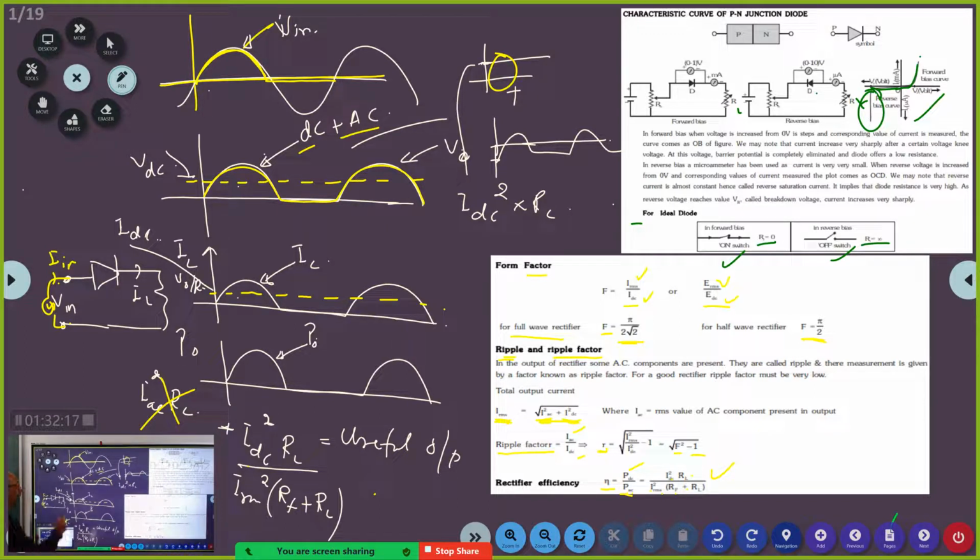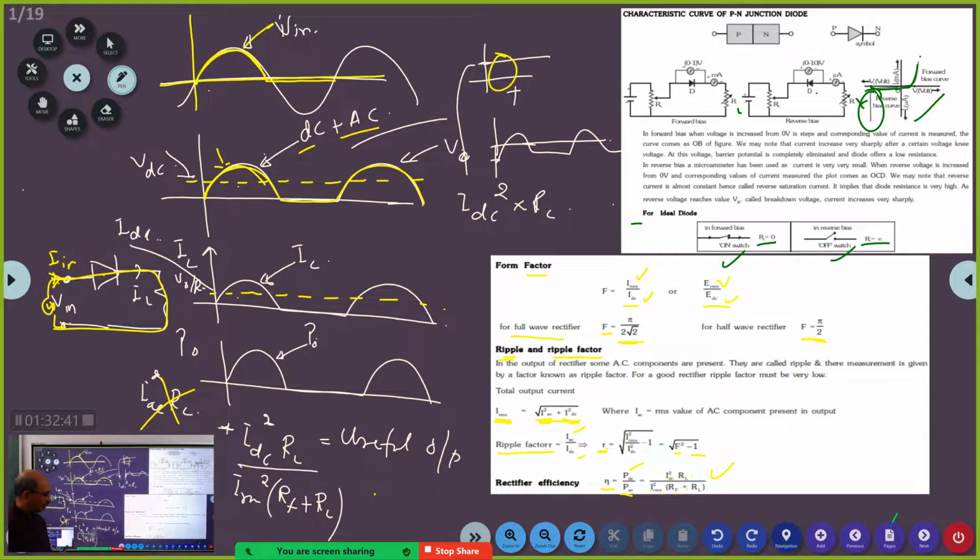Arre yaar, the current that comes out from here is the same current that flows here too, right? Current will flow only when the diode is on. When the diode is off, the current will not flow. So the waveform of the input current and the waveform of the output voltage will be the same. Yes, sir. That is what I have written.